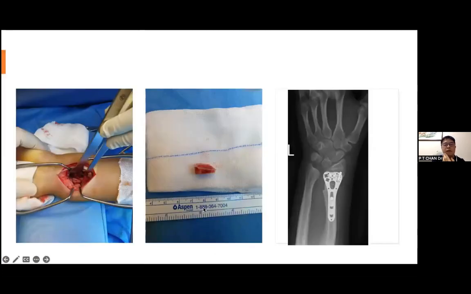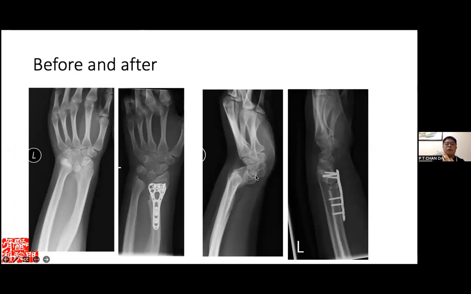So this is one example where we protect the soft tissue, cut out a wedge, and then reverse it, and then perform the fixation. So you can see the comparison of the before and after of the fixation with this volar reverse wedge osteotomy.